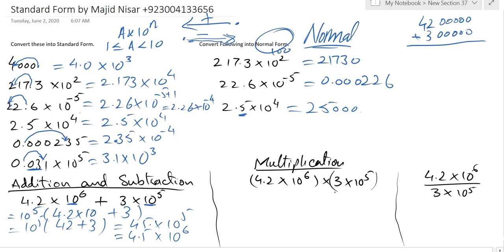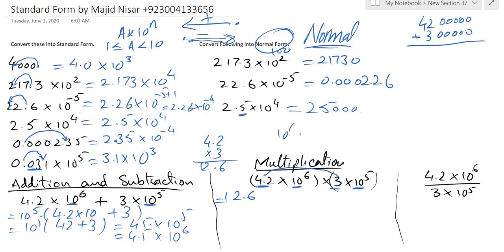Now in case of multiplication, when we have to multiply, we will multiply index with index and number with number. So 4.2 times 3 is 12.6. We have to multiply 3 by 4.2, so it will give us 12.6. And 10 raised to power 6 into 10 raised to power 5, when two indices multiply with the same base, the powers will add, so it will give us 6 plus 5, 11, 10 raised to power 11. So we can write multiply 10 raised to power 11.